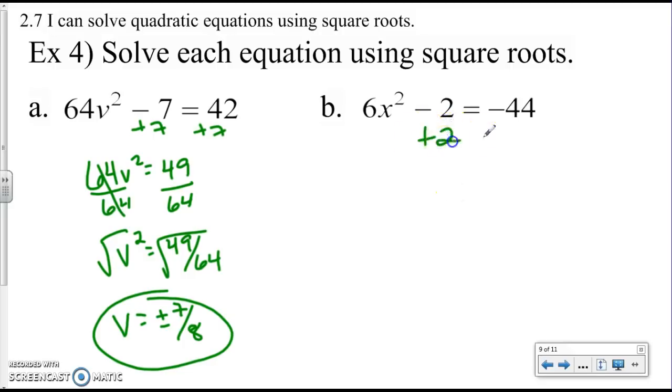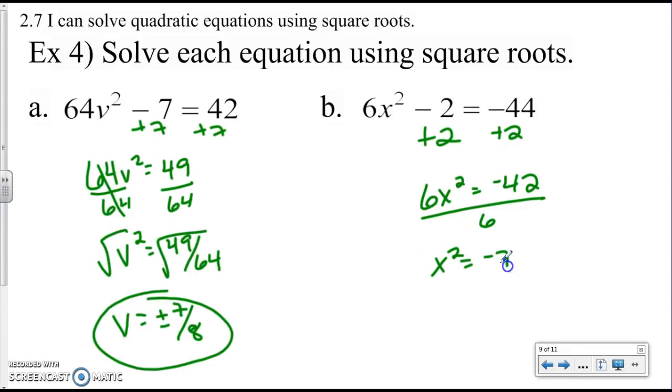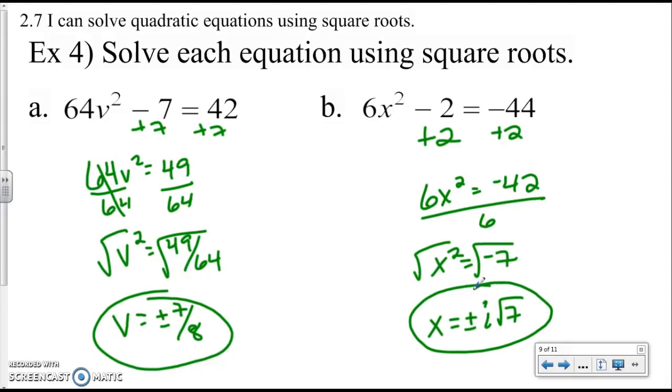For b, add 2 to both sides. You get 6x squared equals negative 42. Divide everything by 6, you get negative 7. And then this one's a little different because I can't actually break that down at all. So all I need to do is bring my i out front for that negative, and then the 7 is going to stay on the inside since I don't have any factors that are perfect squares.